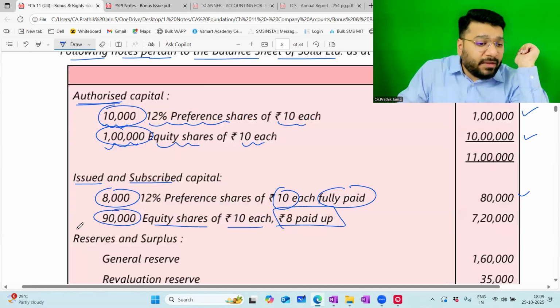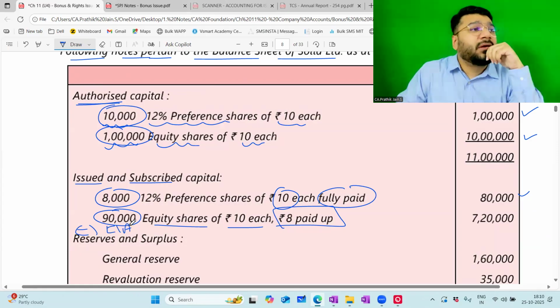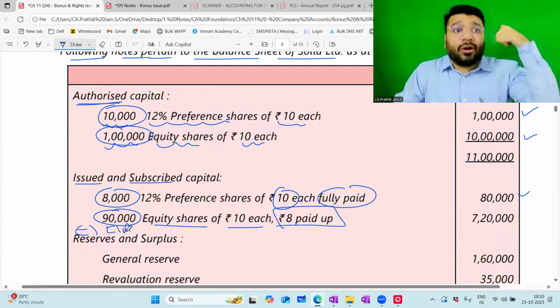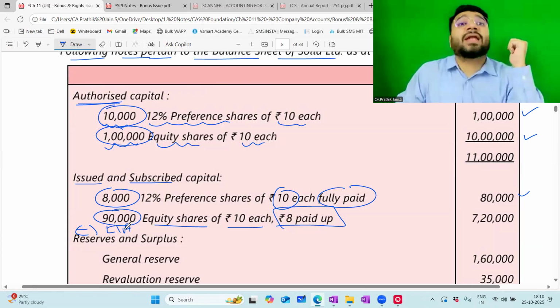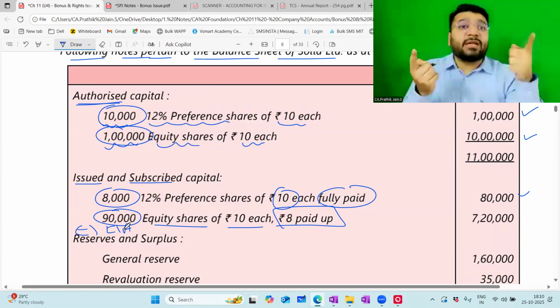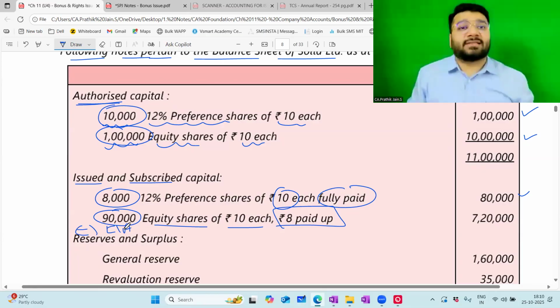a calls in arrear coming from here, less calls in arrear will come. What does it mean? Calls in arrear means what? Second and final call made, but we have not received the money. Calls in arrear is your asset. From the asset side, if I bring anything to the liability side, plus becomes minus. Understood?